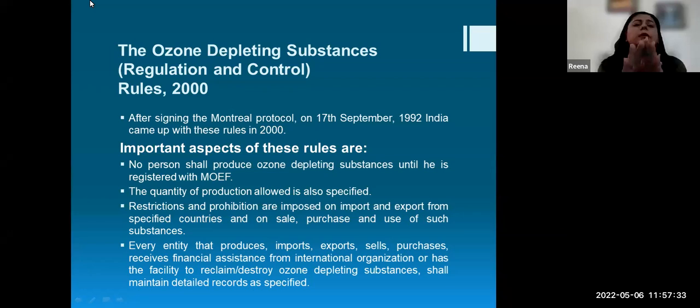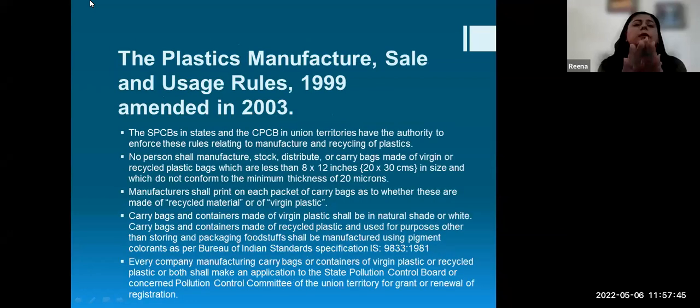Then the Plastic Manufacture and Usage Rules 2000 instructed all manufacturers of plastic that no person shall manufacture, stock, or distribute carry bags made of virgin or recyclable plastic less than 8 into 12 inches.